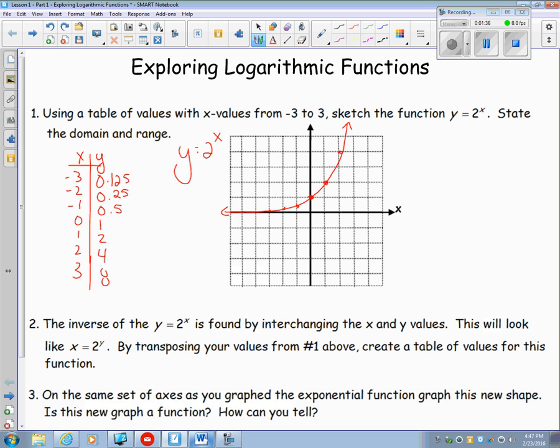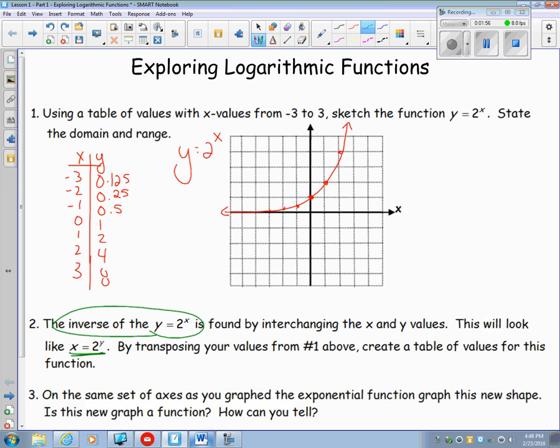Today we want to figure out something new about this. Okay, we're going to call it an inverse function. So the inverse of a function, in particular the one we're talking about down here, is found by interchanging the x and y values. Okay, so instead of y equals 2 to the x, we end up with x equals 2 to the y. X and y have swapped spots.